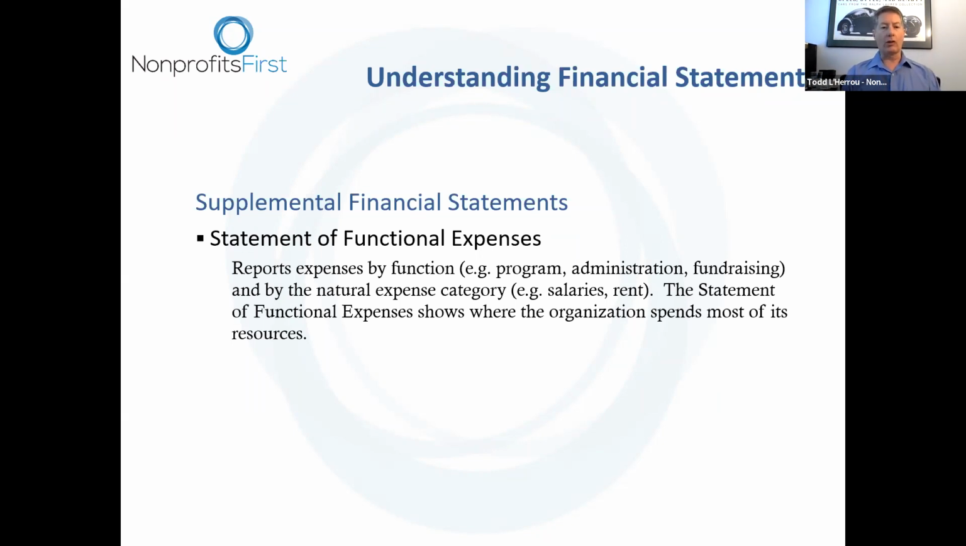Another way to look at functional expenses is by the natural expense category, so things like salaries and rent. Those are more commonly seen in your profit and loss statement. Depending on the statements that are generated, they may be broken down into greater or less detail. They should be telling you where the organization is spending most of its resources. And typically you want to see that most of the resources are going to program expenses.